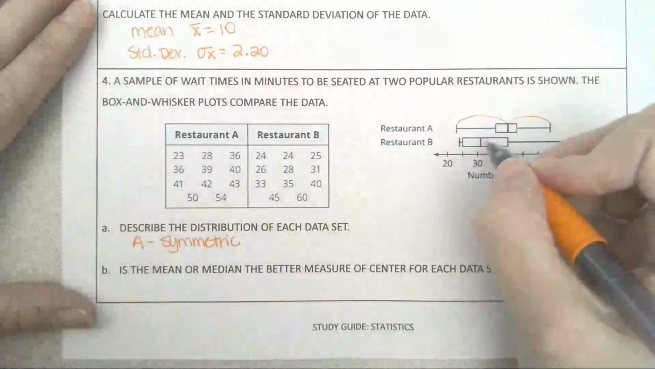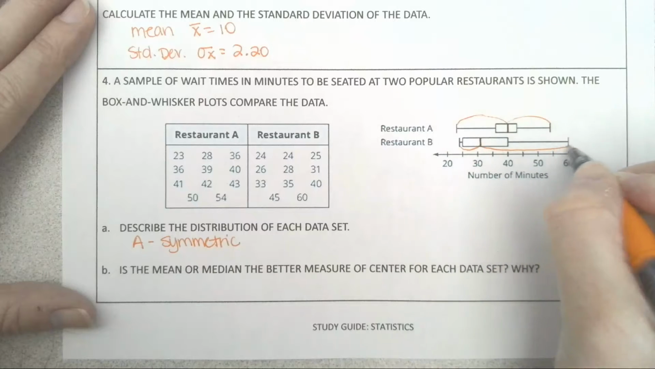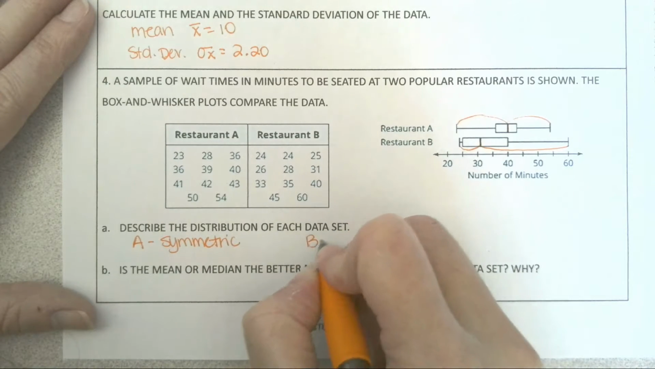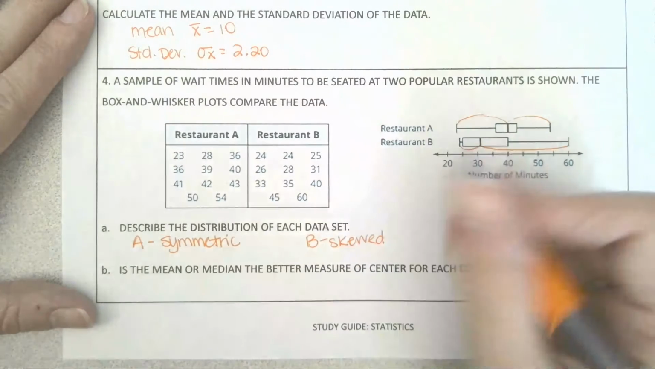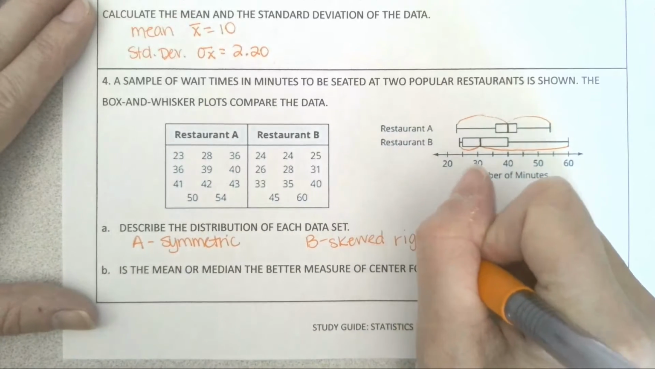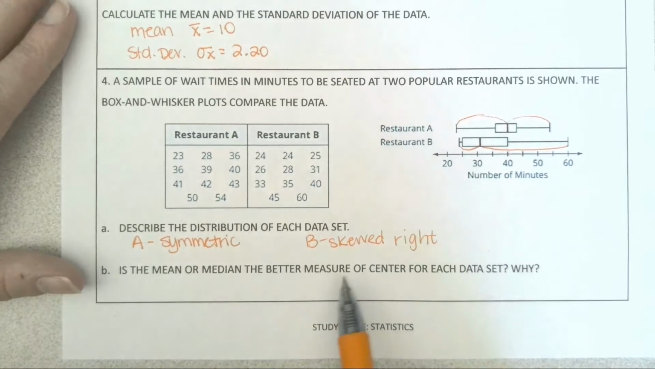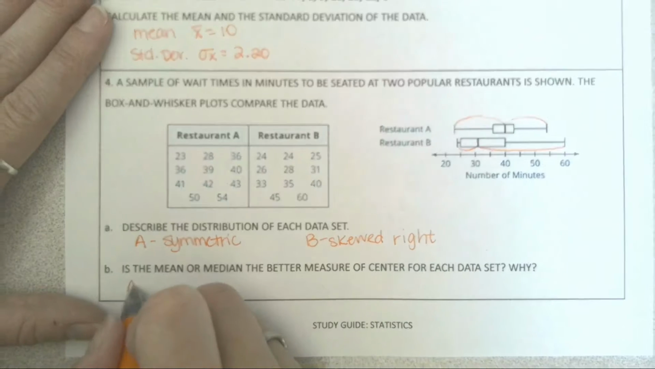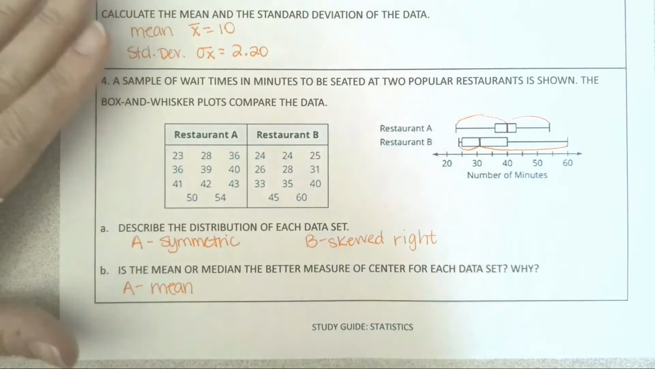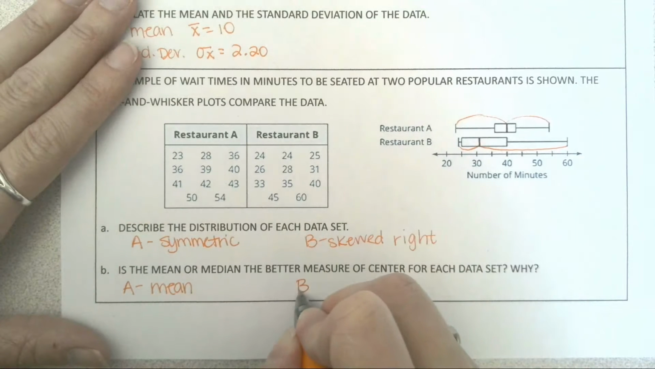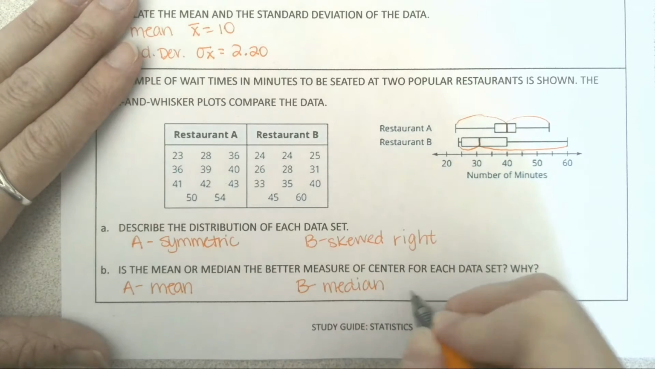Whereas you can tell for restaurant B, one side is significantly longer than the other, which means that B is going to be skewed. And the skew direction is the longer half, so B is going to be skewed to the right. Then if we're talking about measure of center, since A is symmetric, that means that for data set A, the mean would be a better measure of center, whereas B being skewed means the median would be a better measure of center.